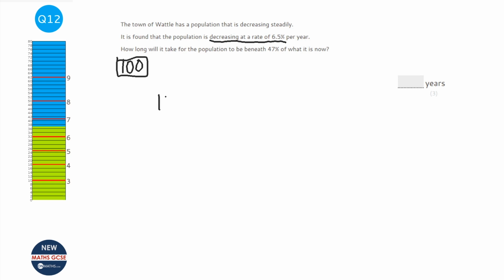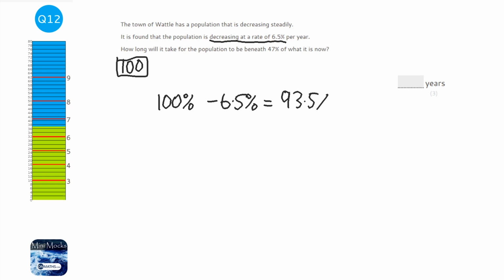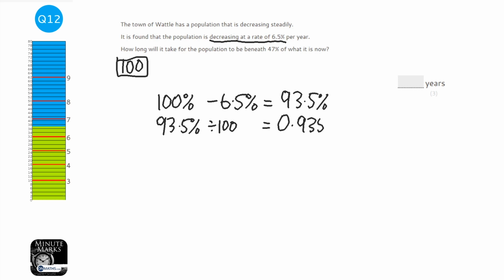To do a multiplier, you start off with 100%, you do whatever the question's saying, so this time we're decreasing by 6.5%, and this will be on the calculator paper, so you might as well use your calculator to do 100 take away 6.5, and hopefully the answer is 93.5%. And to convert it into a multiplier, you just divide by 100. You're just converting it to a decimal, but the paper will call it a multiplier. That would be 0.935. So whenever I times something by 0.935, I've decreased it by 6.5%.